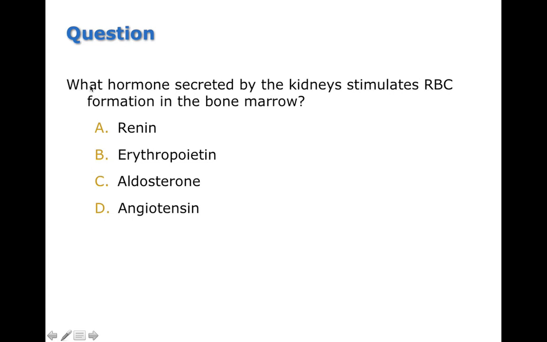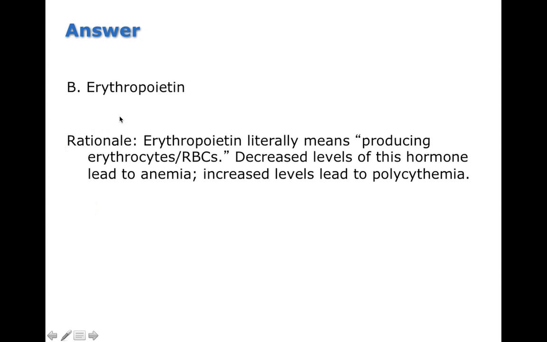Now, this question says, what hormone secreted by the kidney stimulates red blood cell formation in bone marrow? And that was erythropoietin. Erythropoietin literally means producing erythrocytes, and decreased levels of this hormone can lead to anemia. But if you have too much erythropoietin, it can lead to what's called polycythemia.